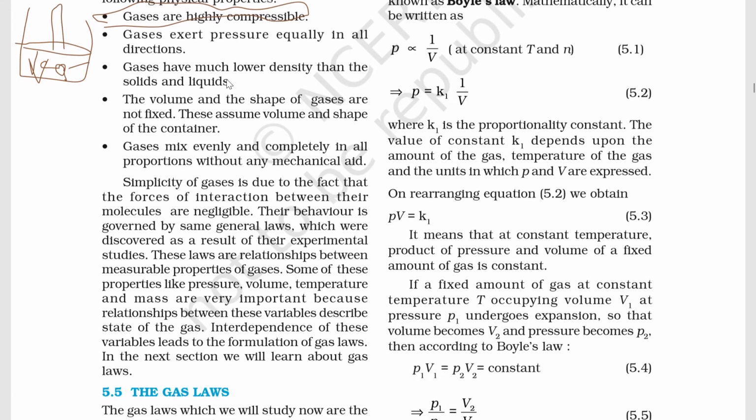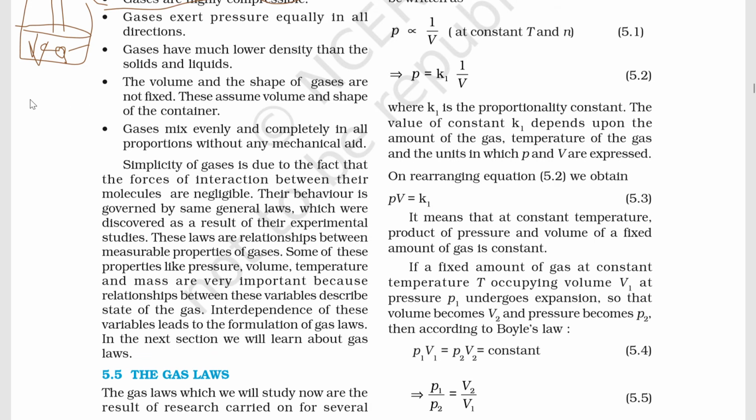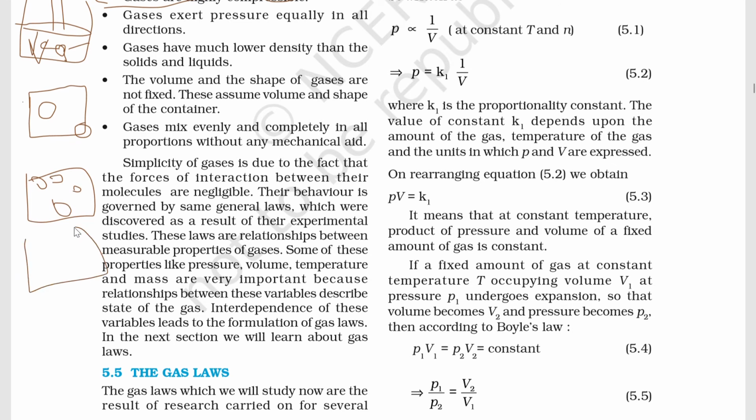Now, gases have much lower density than solids and liquids. Of course, because density means if you have this much area, how many particles of gas are present. So very low density, because one atom will be here, one atom will be here. But when it comes to liquid, the particles are much closer, so their density is much higher. But when it comes to solid, the density is the highest, because it will be completely filled.